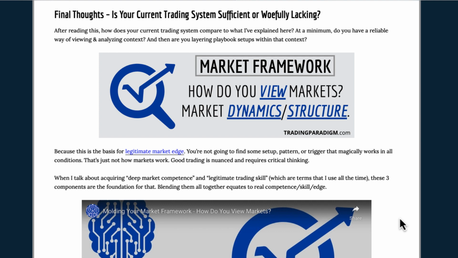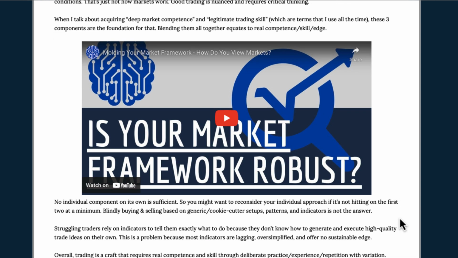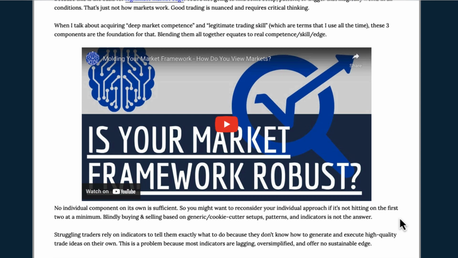I know it sounds nice. Trust me, I've been in the position where I've wanted so badly for this to be the case, but there is no holy grail price pattern or trigger that works in all conditions. That just doesn't align with the realities of the market. Good trading is nuanced and requires critical thinking and some level of discretion. Buying and selling based on generic cookie-cutter patterns and indicators alone is not the answer.